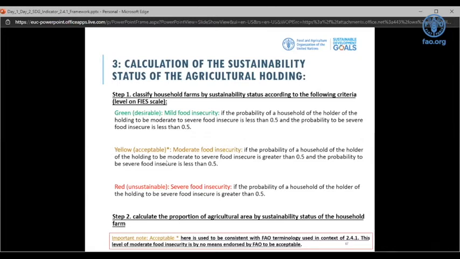Now, there is another important point that I would like to highlight. Here, you know, the yellow acceptable is the convention or the terminology that we are using in order to be consistent within the context of SDG 2.4.1. Now, this level of food insecurity, which we call moderate food insecurity or acceptable level of food insecurity, is by no means endorsed by FAO to be acceptable. Okay, so this is just for the sake of consistency. We are using this terminology. So we didn't want to introduce another term which will then confuse both the data analysts as well as the policymakers.